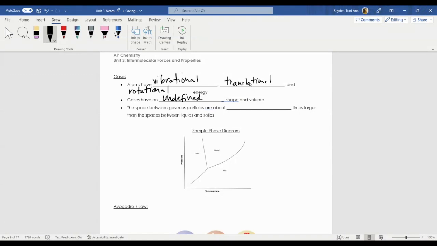The space between the gaseous particles is about 4,000 times larger than the spaces between the liquids and solids. Just imagine that liquid and solid particles are that far apart. Gaseous particles are 4,000 times farther apart than those. That's huge. I mean, if we think about it, that's even farther than from here to here, right? Super far apart relative to their size. And gas particles don't like to be near each other because they have all of that energy.